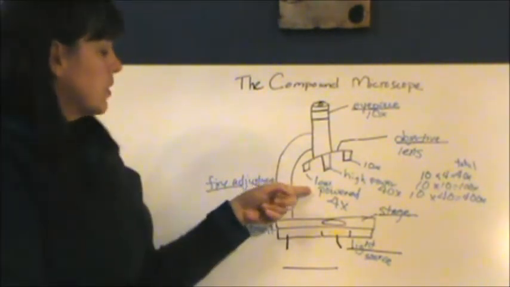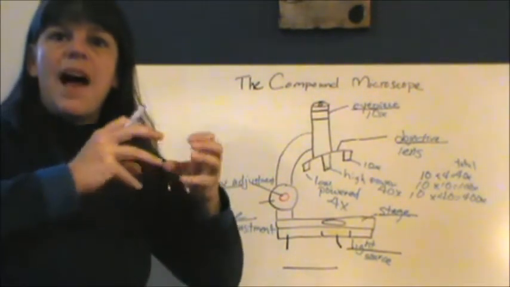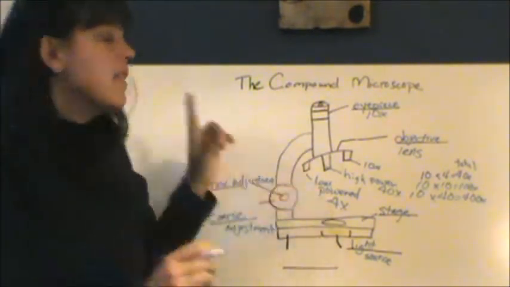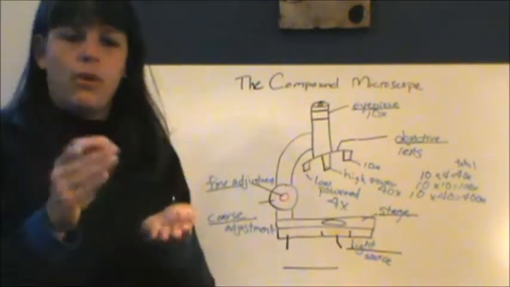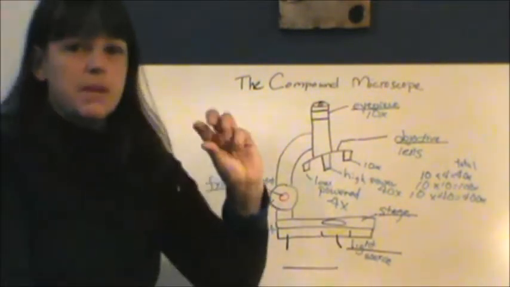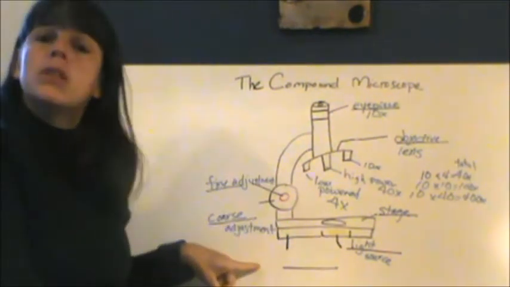So after you start with the low-powered, you will use the coarse adjustment to just make sure that you have something that you're able to see underneath the eyepiece. Then, after you've located, oh, there's a cell, we use the fine adjustment to focus that area. Do not continue using the coarse adjustment.